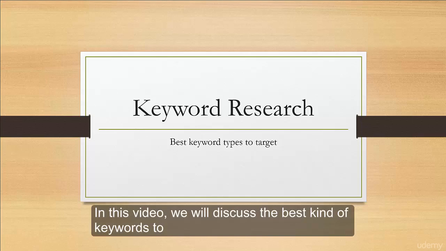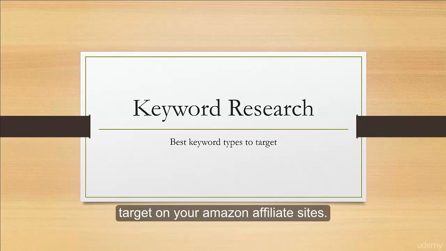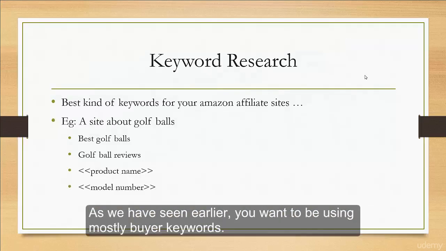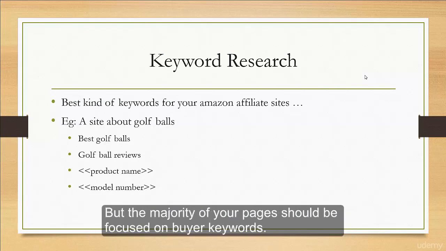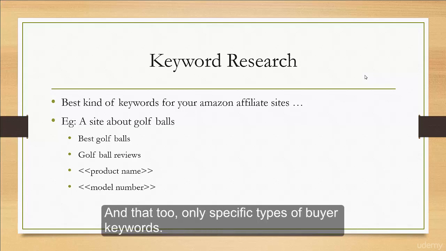In this video, we will discuss the best kind of keywords to target on your Amazon affiliate sites. As we have seen earlier, you want to be using mostly buyer keywords. You can have a few pages focused on non-buyer informational keywords, but the majority of your pages should be focused on buyer keywords, and that too only specific types of buyer keywords.